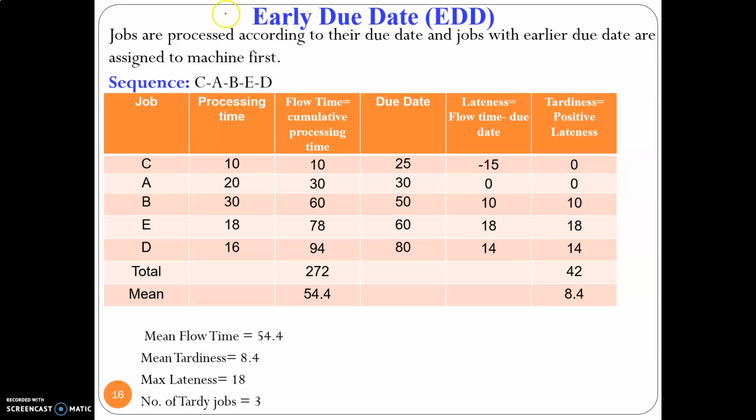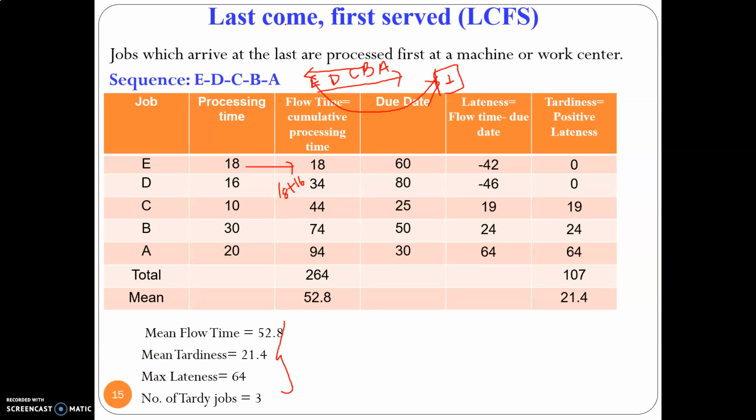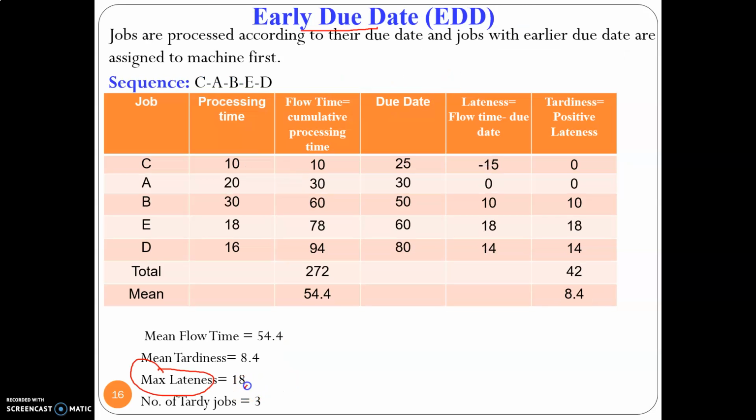Right. The next one is early due date. So this early due date rule will minimize the maximum lateness. Okay. So whenever you want to minimize this particular performance measure, that is maximum lateness, you will go with the early due date. If you compare this rule with the previous rule, you can see that the maximum lateness is 64, but here it is only 80. Okay. So in case of early due date, the maximum lateness performance measure will be minimized.